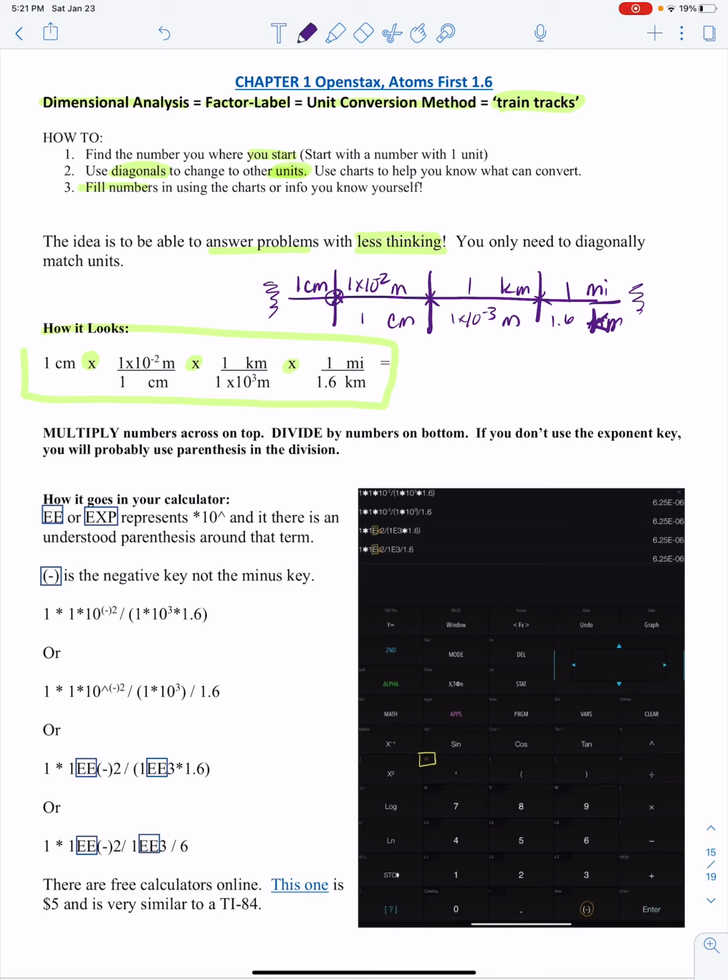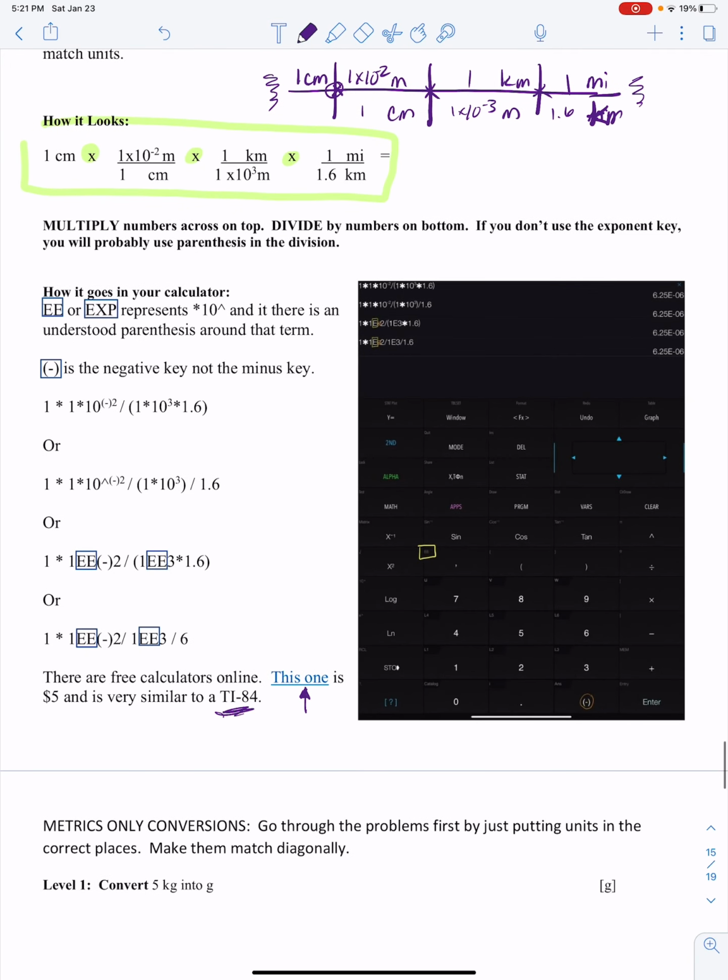We have a calculator suggestion, and if you like the digital ones, this one's only $5. It's an app, and it works very much like TIs if that's what you like and you don't have a TI. However, all these different iPads and everything, they come with calculator apps. Just make sure that you have something that has an E key. You can also just use a regular old calculator. It's fine. We want to look at the E key, though.